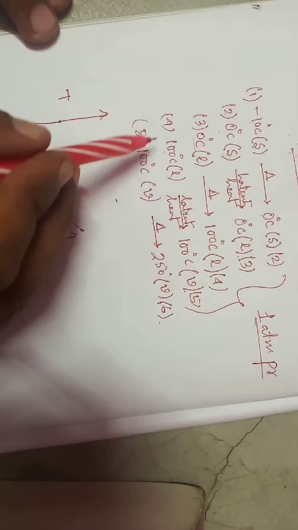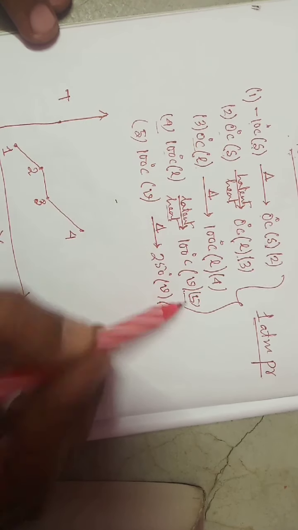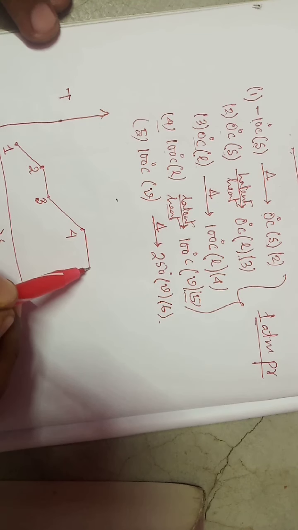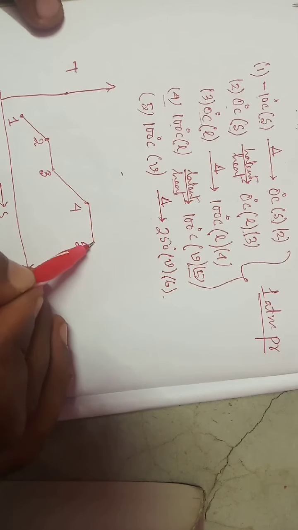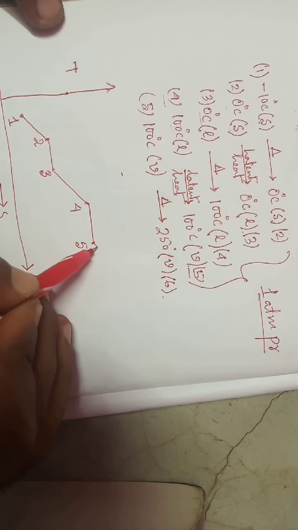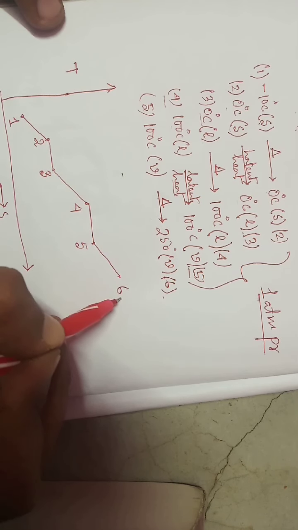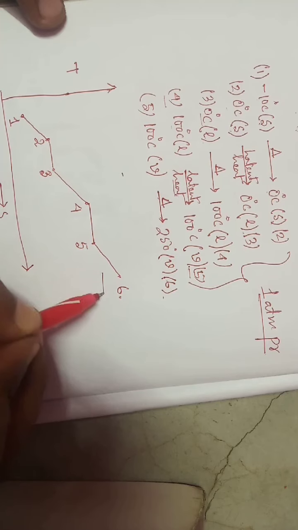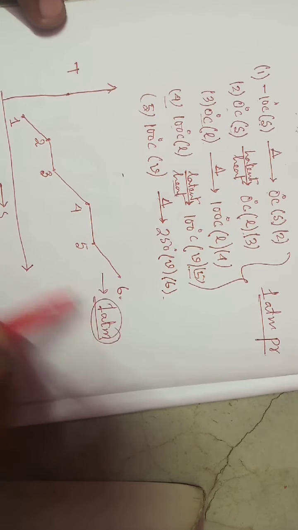State number 4, again by taking latent heat, comes into state number 5. So it will again be a horizontal line, state 5. Now again this condition 5 will ultimately go to condition 6. And this total process is occurring at 1 atmospheric pressure.